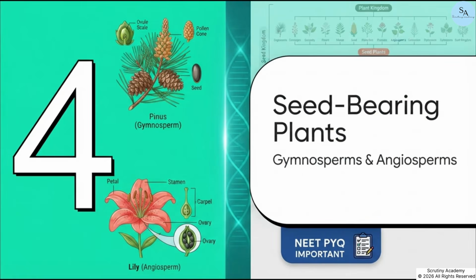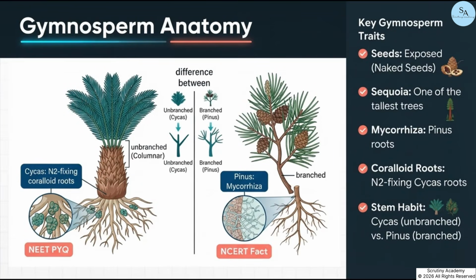Part 4. Gymnosperms and Angiosperms. Let's tackle Gymnosperms first. Both Gymnosperms and Angiosperms follow a diplontic life cycle, meaning the diploid sporophyte is completely dominant. Note these specific features right now, as they are constantly tested. The defining trait of Gymnosperms is that their ovules are not enclosed by any ovary wall. The seeds are naked.